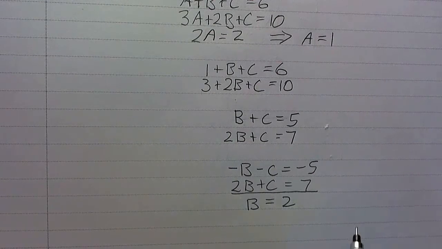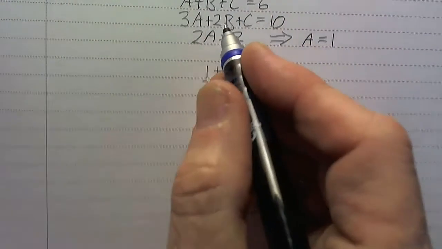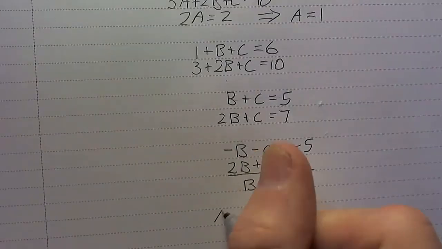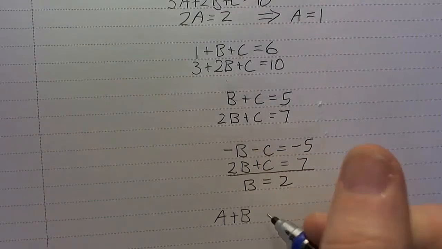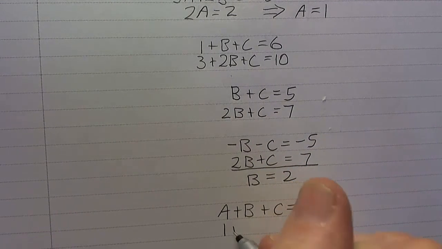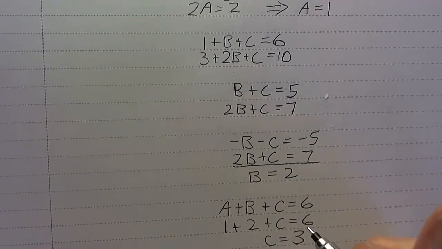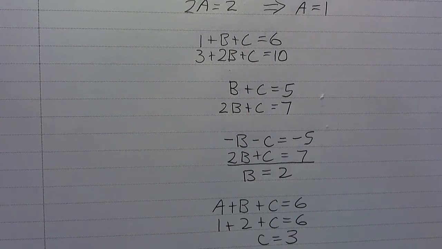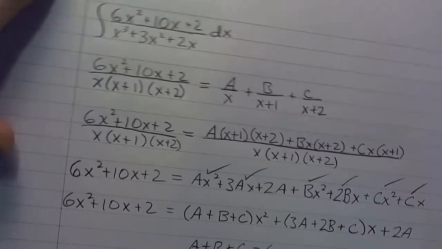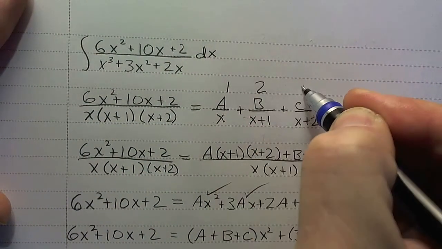Now we can go back and find out what c is, because you can pick any one of these equations. I'll pick a plus b plus c equals 6. So here's what we've got: 1 plus 2 plus c equals 6. And this gives me c is equal to 3. So we have got our partial fraction decomposition. We know that A is 1, B is 2, and C is 3.